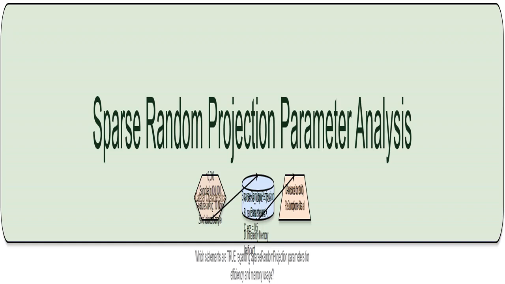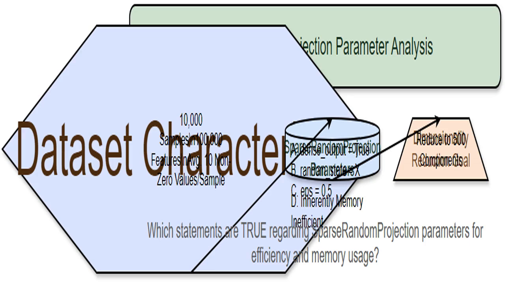This section sets the stage. We're diving into the world of sparse random projection, a technique used to shrink the size of really large datasets while keeping as much information as possible. We'll be looking at how different settings within this technique affect how fast it runs and how much computer memory it uses. Here's the data we're working with.